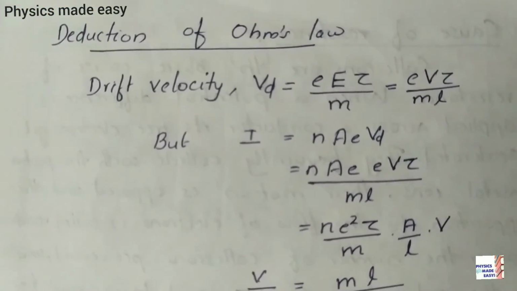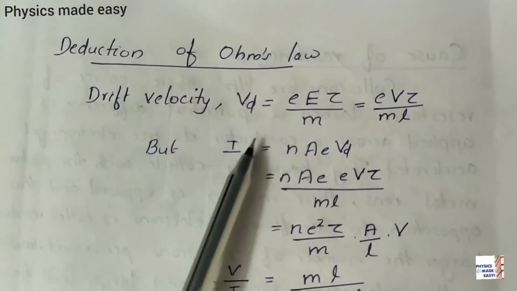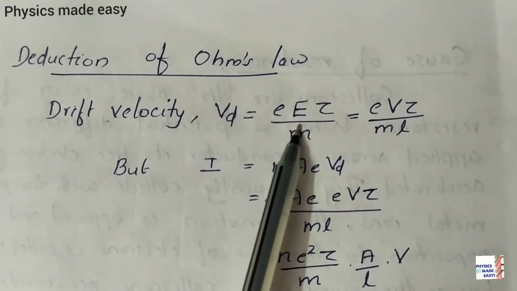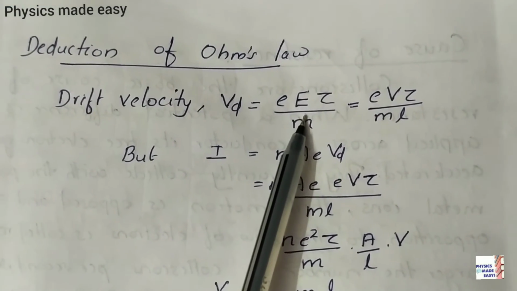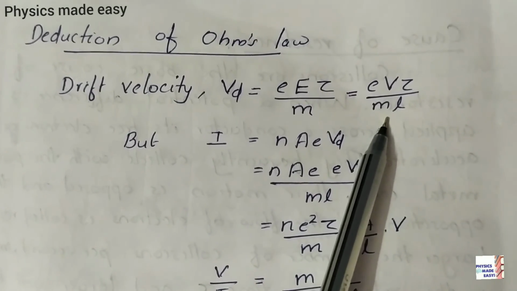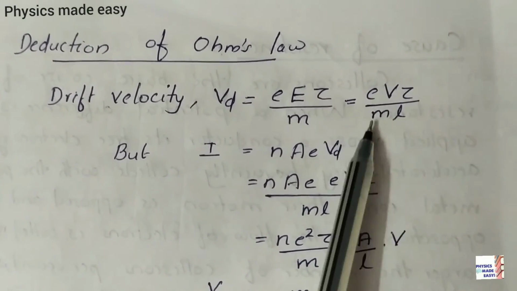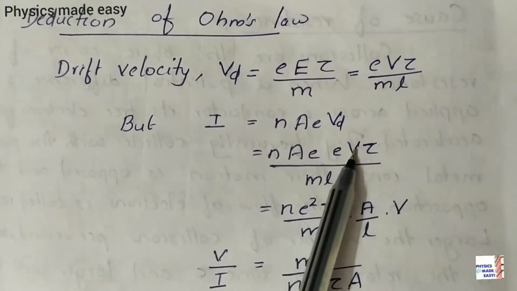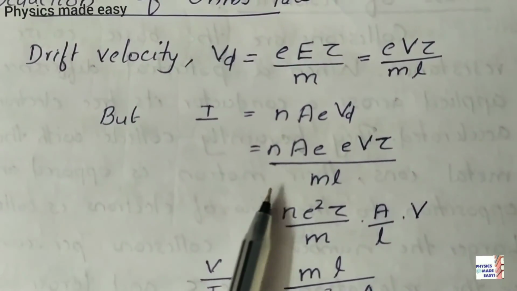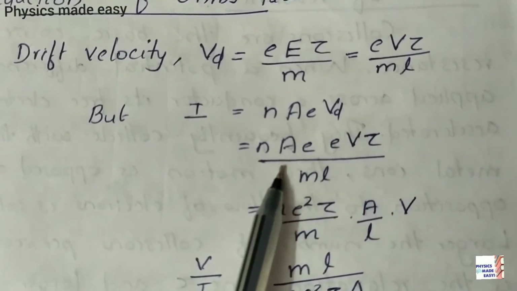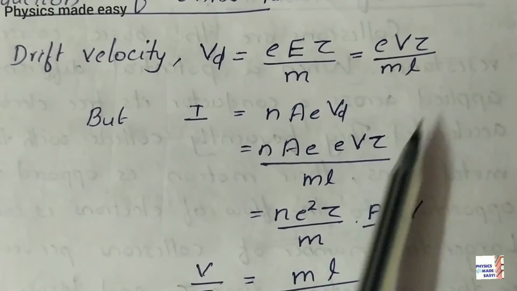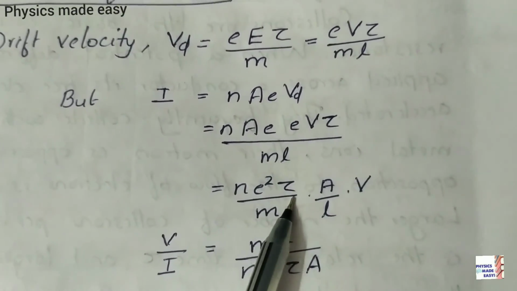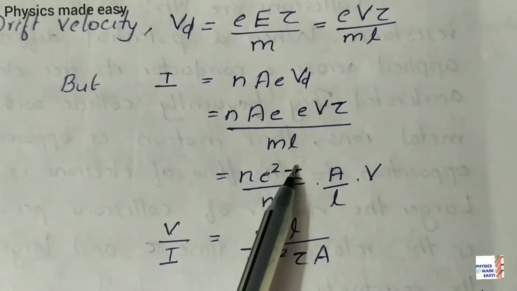Deduction of Ohm's law. You know drift velocity Vd is equal to E tau by m, where E is the electric field, and E is equal to V by L. So we can write Vd equal to eV tau by mL. But current is equal to NAeVd. Then in this we can substitute for the drift velocity, so I equals NAe into eV tau by mL. Then I equals N e square tau by m into A by L into V.